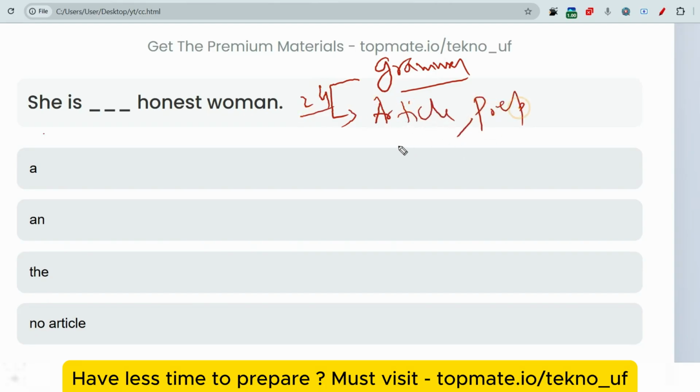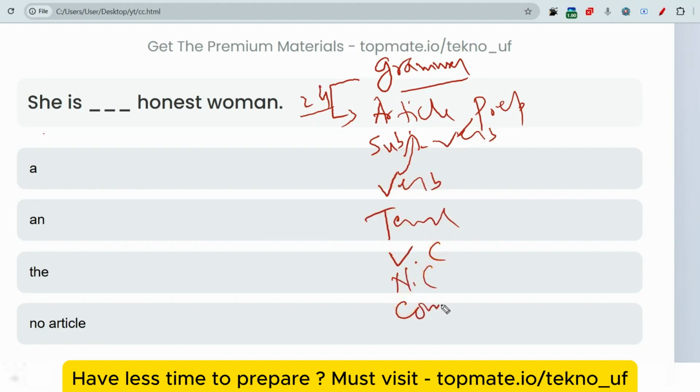Then you'll get subject-verb agreement questions, verb, tense, voice change, sometimes narration change, and reading comprehension.